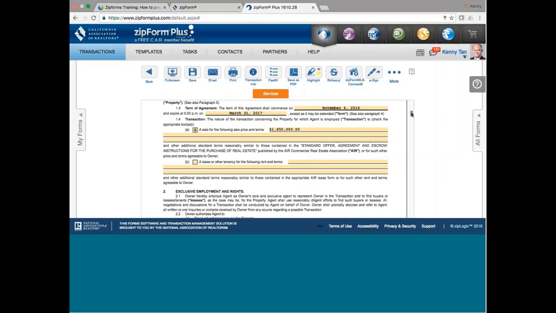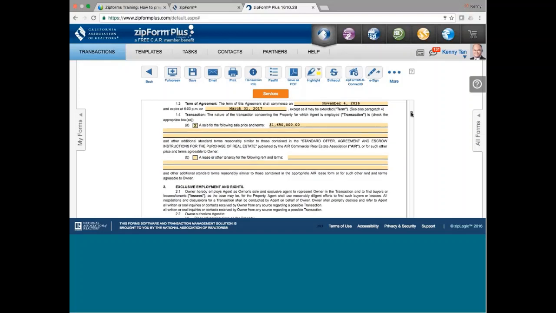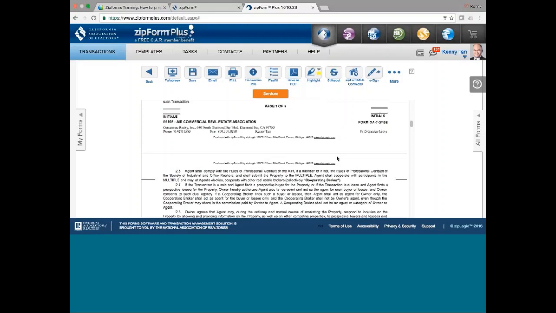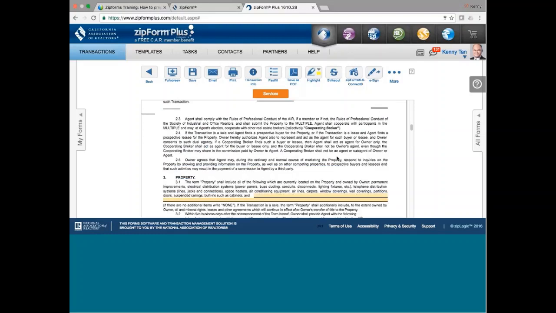All right, next. Because this is not a lease, I don't pay any attention to D. Okay? Exclusive employment and right. Now, this is just standard language. Usually, I just skip it. Okay. There are a couple of things I want to point out to you that in the AIR form are very different from the CAR form, one of which is the safety period.